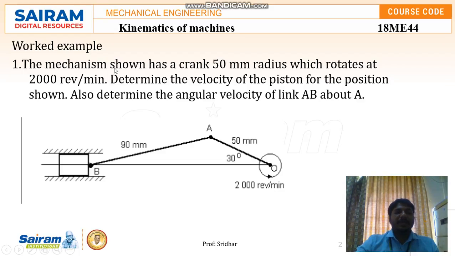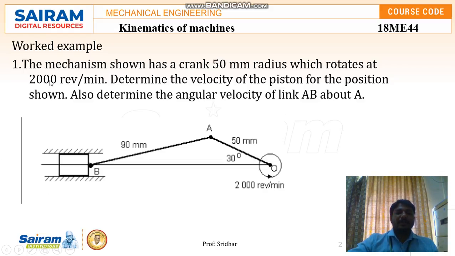For the given mechanism as shown, the crank has a 50 mm radius and rotates at 2000 revolutions per minute. Determine the velocity of the piston for the position as shown. Also determine the angular velocity of link AB about A.